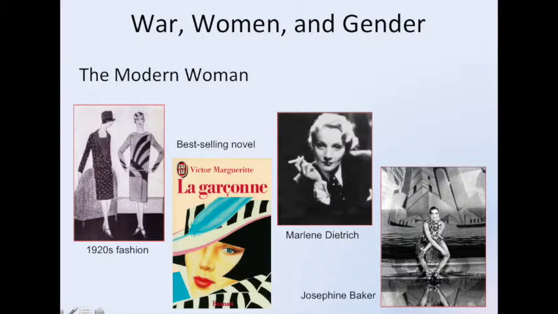This book, La Garçonne, that's up there, was a bestseller in France in the early 1920s. For those of you who don't speak French, the word garçon means boy. So La Garçonne is the girl boy, right? And it was a story of a young woman who engaged in sexual relations with unmarried men. She was unmarried, she smoked, she drove her own car, and was just a literary sensation and scandal in the 1920s.